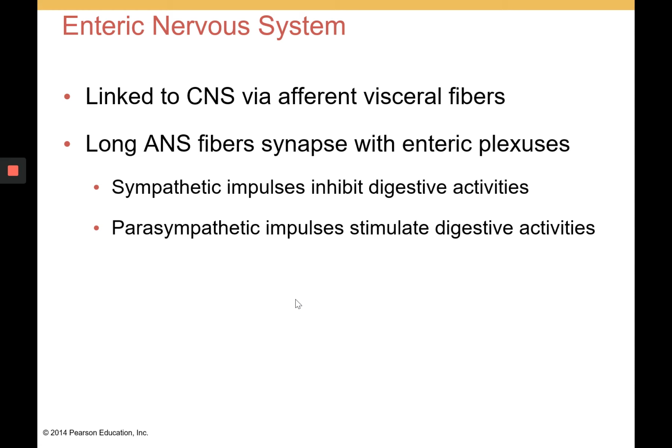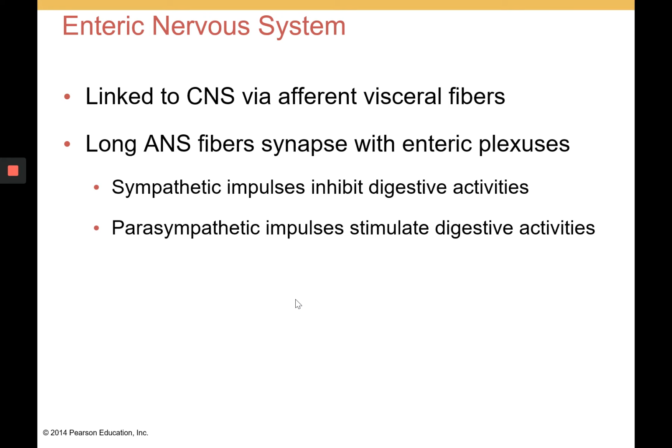These afferent visceral fibers bring information to the central nervous system and synapse with the enteric plexi and are able to communicate via long reflexes. We find that the sympathetic nervous system actually inhibits digestive activities. We're used to the sympathetic nervous system being our fight or flight response of stimulating or increasing activities. That is not the case for the enteric or digestive nervous system.